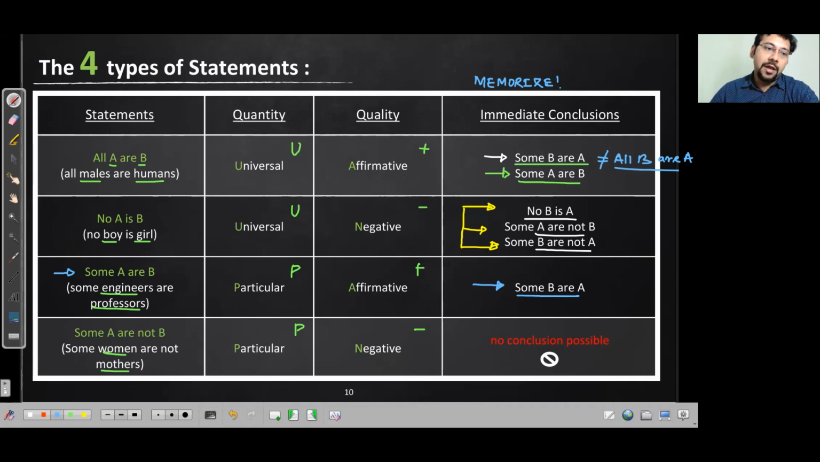Now, the last one is very interesting because it says some A are not B. I've just taken a simple example. Let's say some women are not mothers. If I reverse, will this mean some mothers are not women? That sounds ridiculous. Hence, we also need to remember that a particular negative does not give any immediate conclusion.